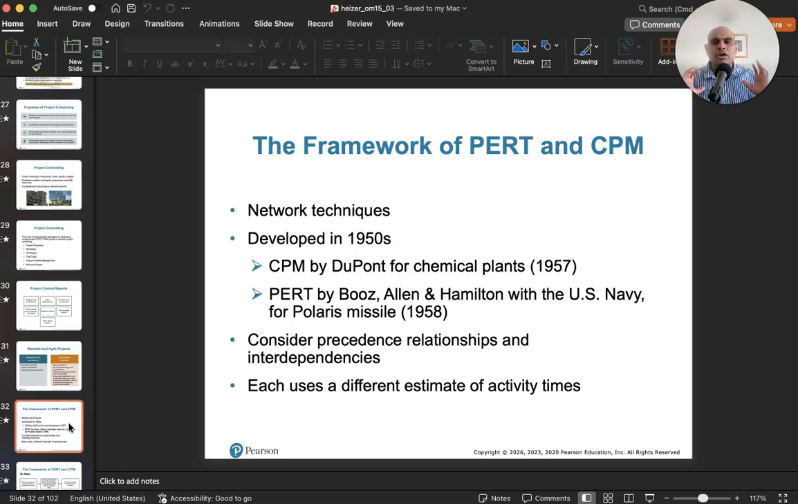But first, both of these techniques have some things in common. They both use network representations, and they both use precedence relationships. So let's talk about that in this video, all right? Let's talk about network representations and precedence relationships. Activity times we'll talk about in further videos.